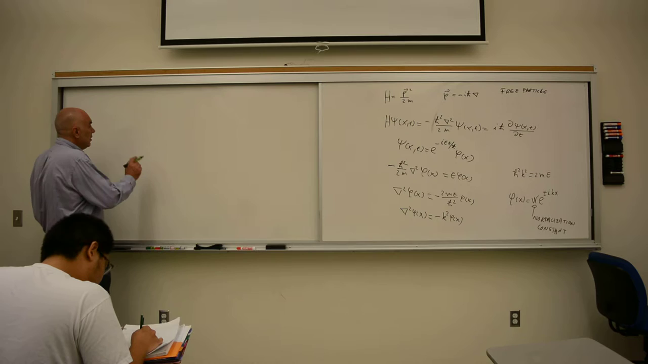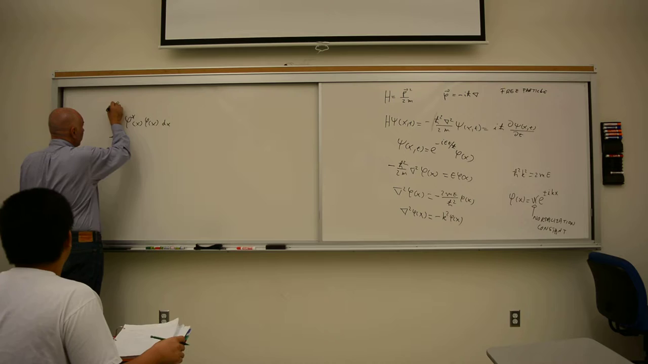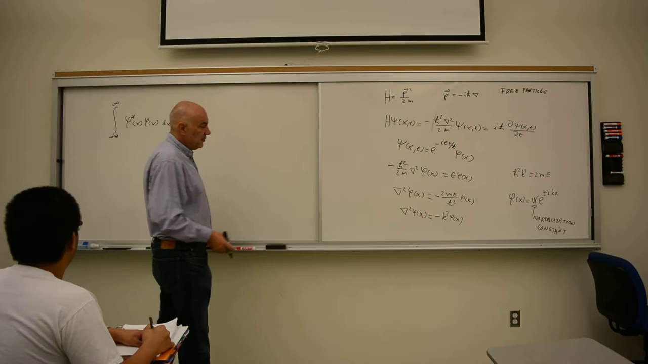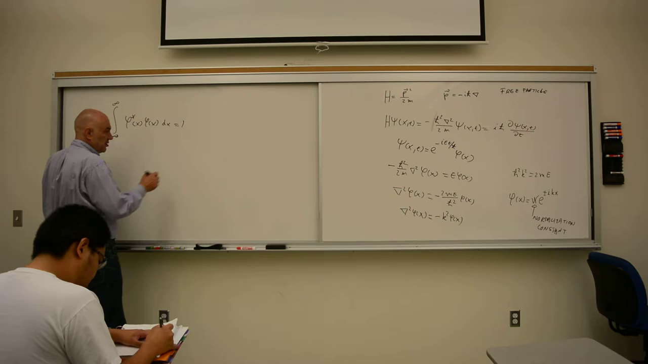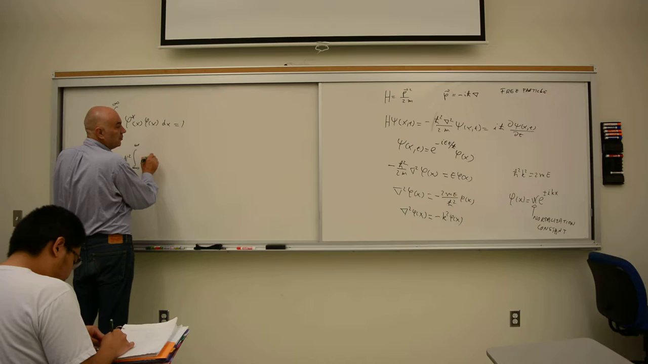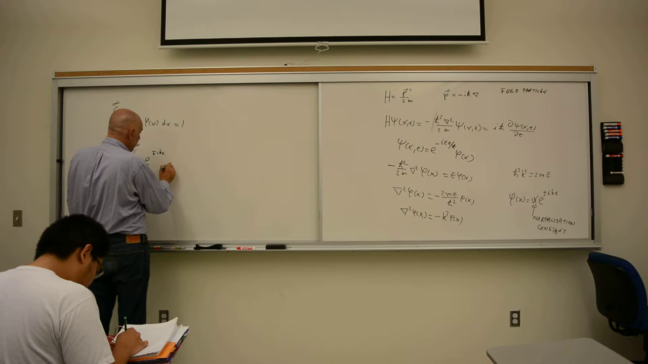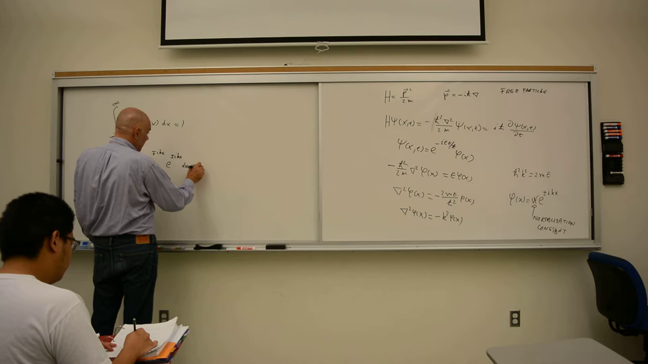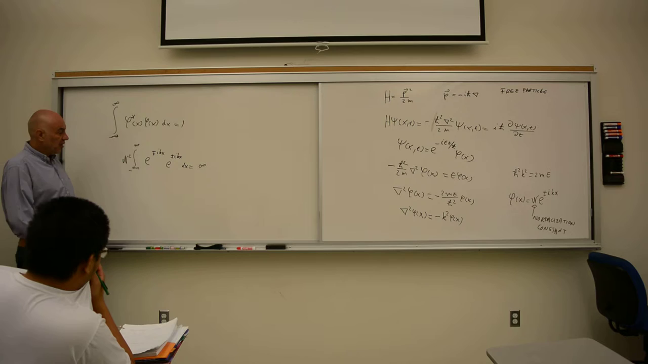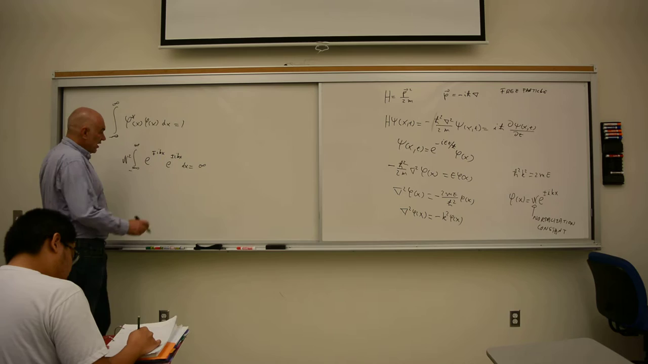The normalization condition normally would be that the integral of phi star of x, phi of x, dx from minus infinity to plus infinity is equal to 1. But if I plug this solution in here, then I would have N squared times the integral from minus infinity to plus infinity of e to the minus plus ikx times e to the plus minus ikx dx, which happens to be infinity, right? As long as I keep this normalization a finite constant, the result of this integration is infinity.